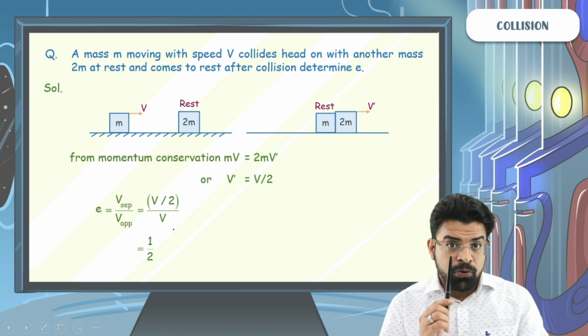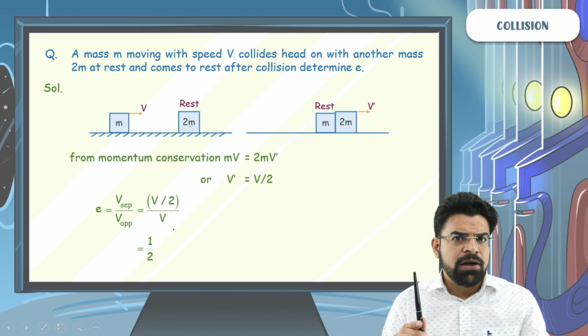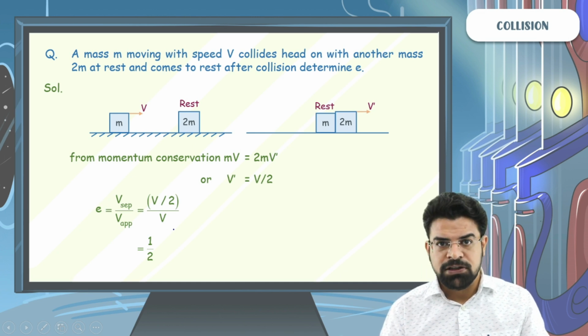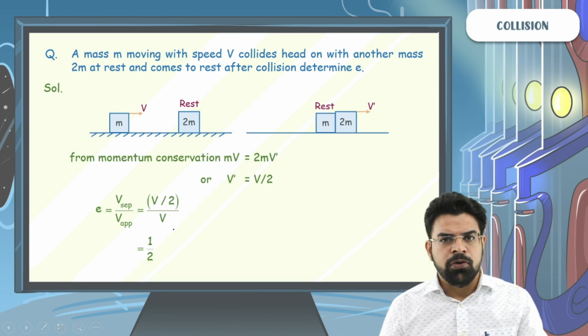So from doing momentum conservation, we found out the velocity of separation. Once we know it, we used it to find the coefficient of restitution. Easy question. Let's see one more example before learning a little more theory.